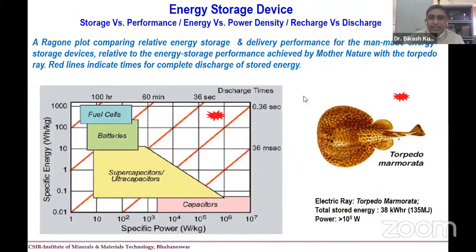But you can see mother nature has developed some creatures. You can see the torpedo marmot is a kind of animal which can store high energy density, and also give you high power output. But till now we have not reached that. So research is going on into how we can design devices whose properties remain in between. It can give you high energy density, and when you require more power output, it also gives more power output or power density.